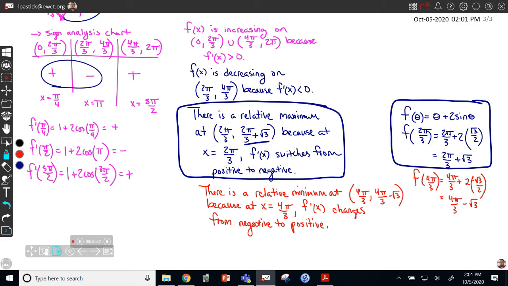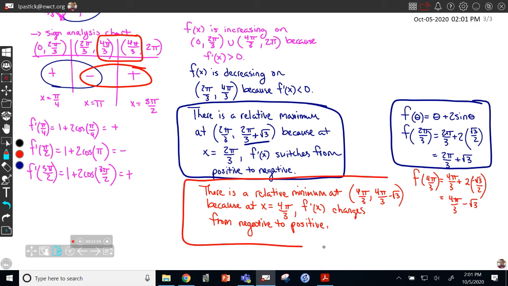So I looked back at my sign analysis chart. What happens here at 4 pi over 3? At 4 pi over 3, the derivative switches from negative to positive. Therefore, since the derivative switches from negative to positive, the original function is switching from decreasing to increasing, thereby creating a relative minimum. So I went ahead and answered the question for that as well. There is a relative minimum at 4 pi over 3, comma, 4 pi over 3 minus root 3. Again, I plugged that into the original function to find those coordinates.